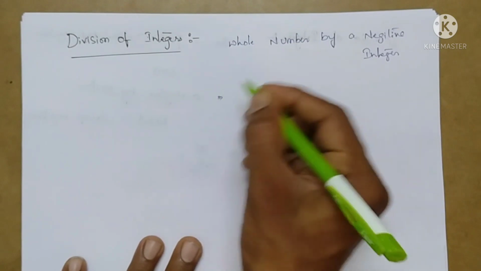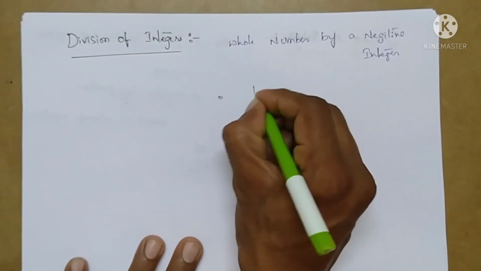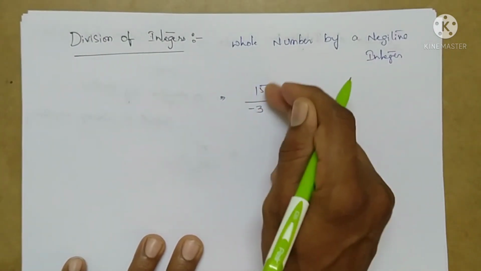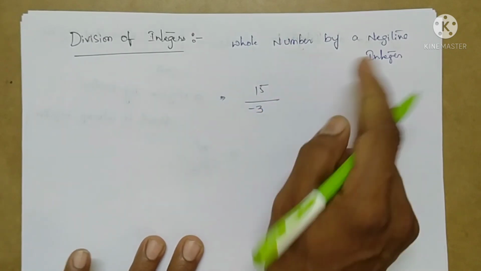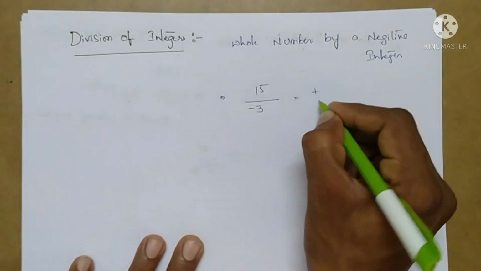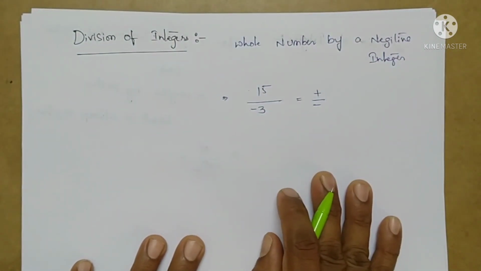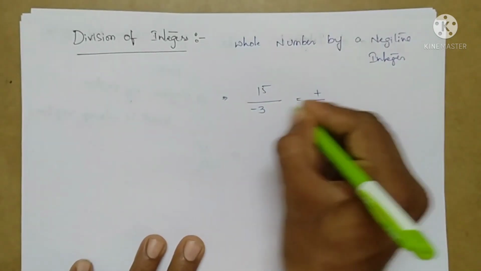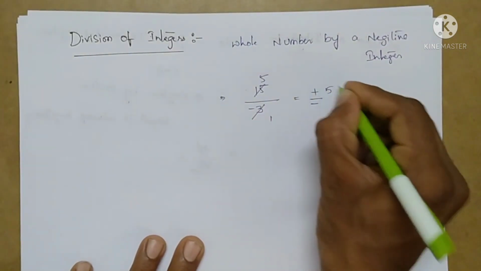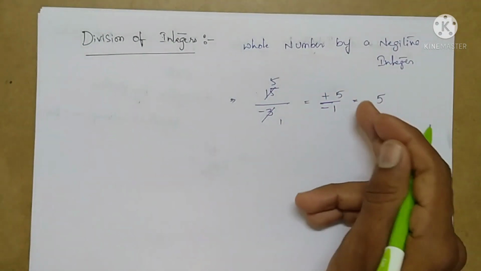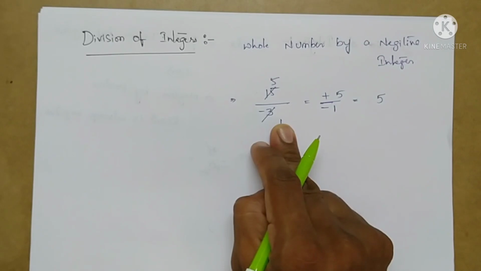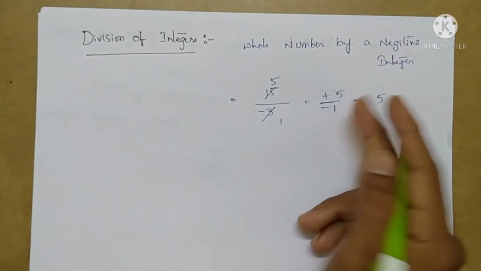Let's take the whole number 15 and the denominator -3. Numerator is a whole number, denominator is a negative integer, right? So here the signs are positive by negative. 3 5s are 15, so the result is 5. So when we divide a whole number by a negative integer, we always give a negative sign for the quotient.